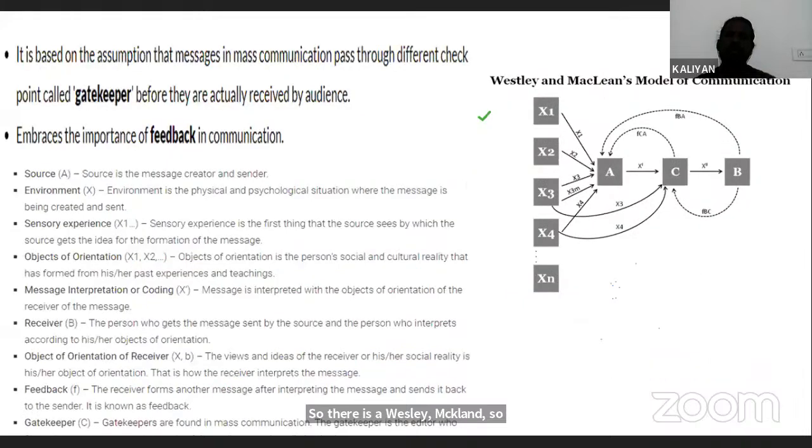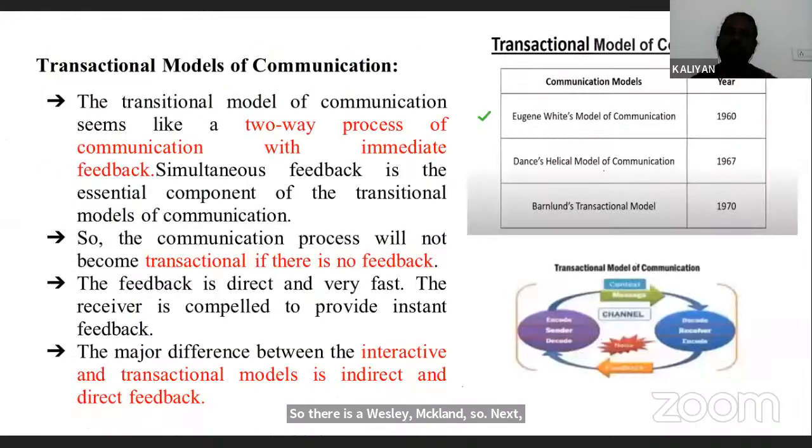Next, the transactional model of communication. It is the third type of communication model. It is a two-way communication process with immediate feedback. In the interactive model, feedback happens later, but in the transactional model it is immediate feedback. Without feedback, there is no transactional communication model. So the major difference between interactive and transactional is indirect and direct feedback. The interactive model has indirect feedback, and the transactional model has direct feedback.